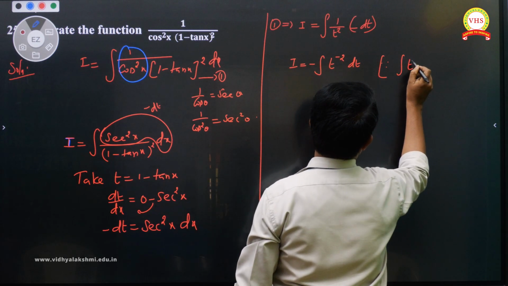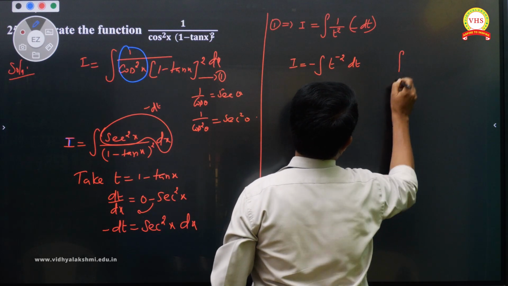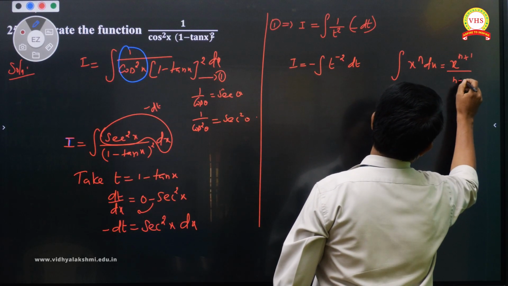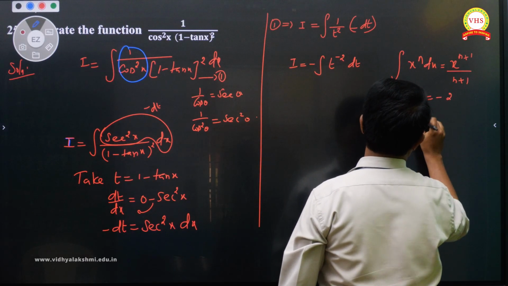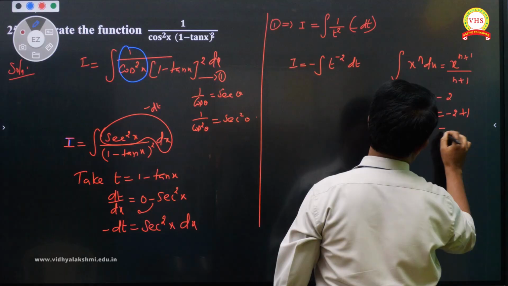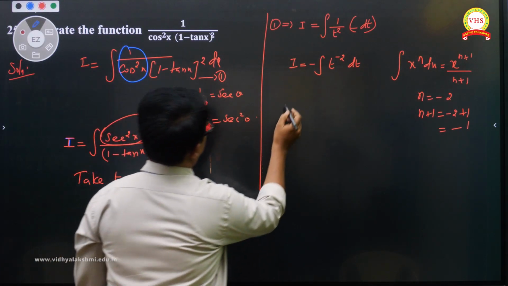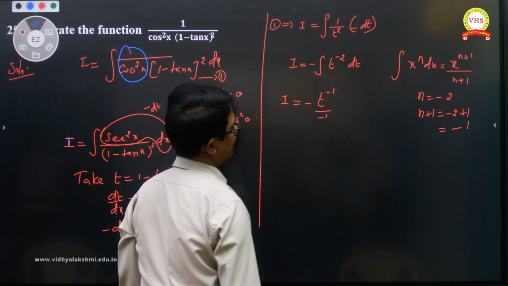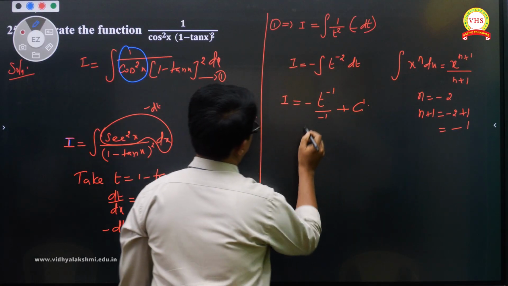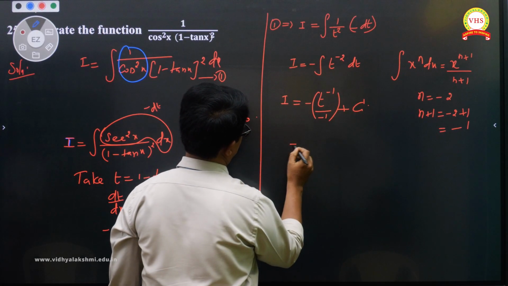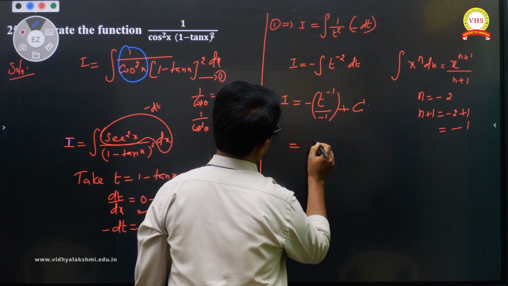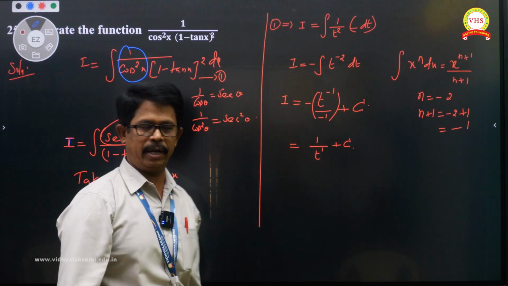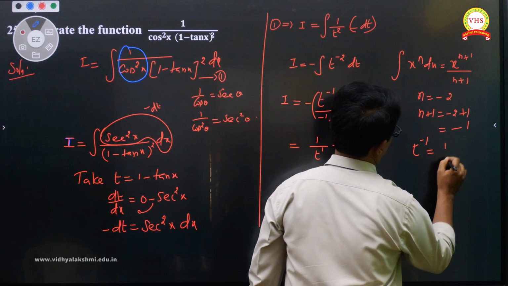Integral x power n dx equal to x to the power of n plus 1 divided by n plus 1. Here n equal to minus 2, so n plus 1 equal to minus 2 plus 1, that is equal to minus 1. So what we are going to get here? I equal to minus of t to the power of minus 1 by minus 1, plus c. Minus into minus becomes plus, so 1 by t plus c, because t inverse becomes 1 by t.